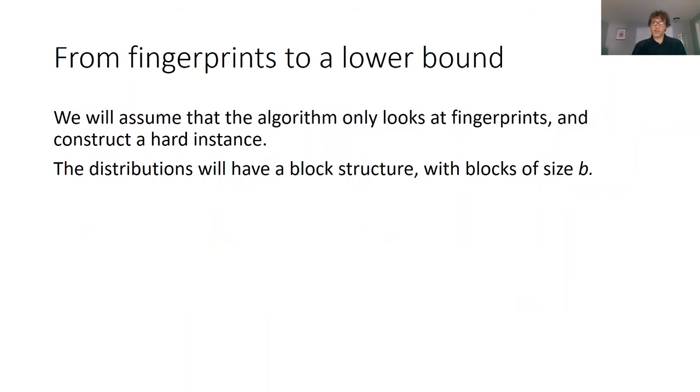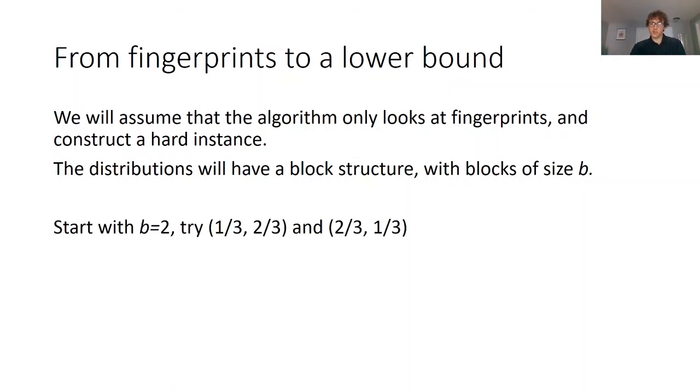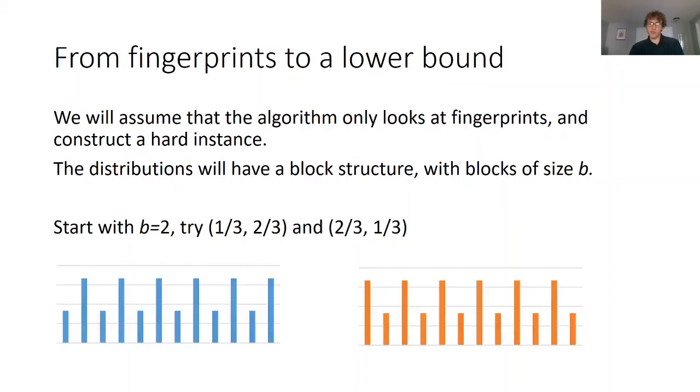So then we can assume that the algorithm is only allowed to look at fingerprints, and we'll use this to construct a hard instance of identity up to binning. Like many other papers in property testing or distribution testing, these distributions will have some sort of block structure, where there are blocks of some size B, and our distribution is uniform over the blocks, and then conditioned on a block, we'll have to put some structure in there. As a first step, let's try a block size of 2, and we'll try distributions that have an element of probability 1/3 and probability 2/3.